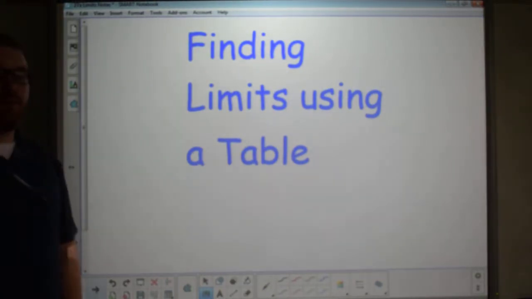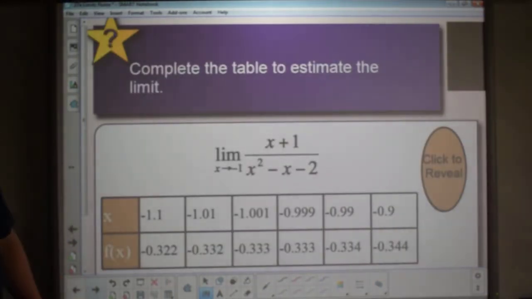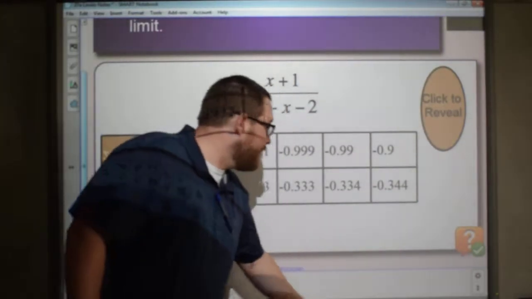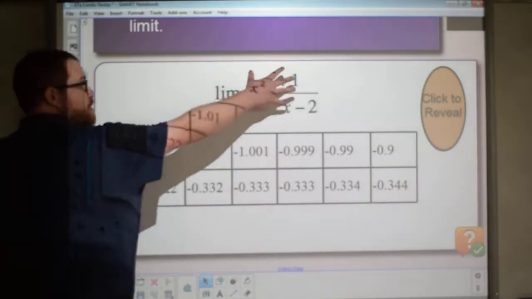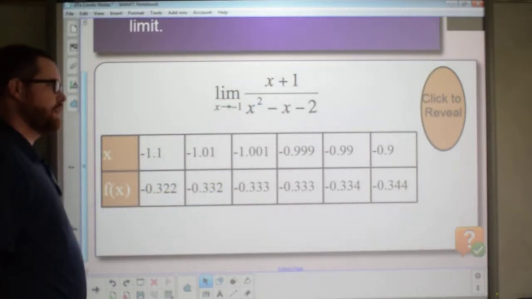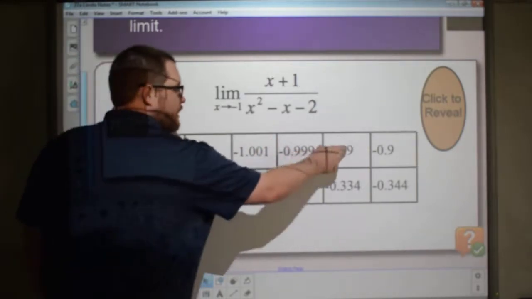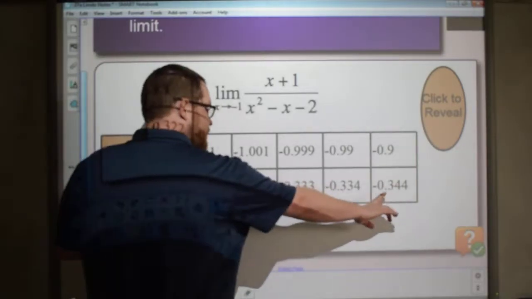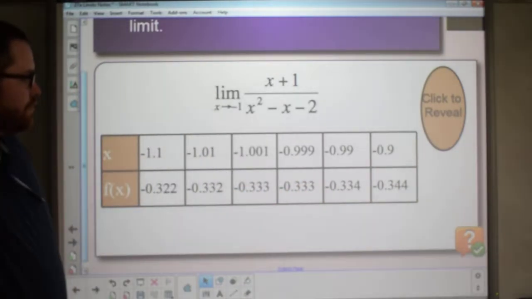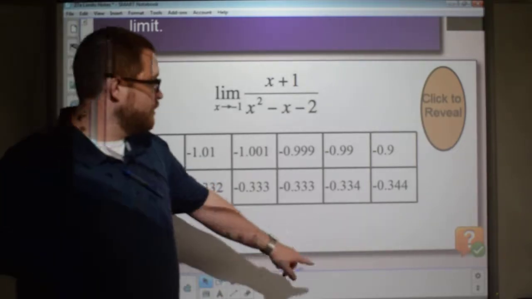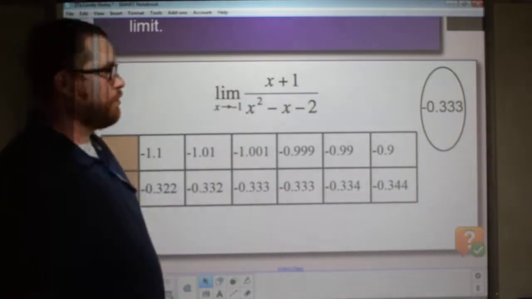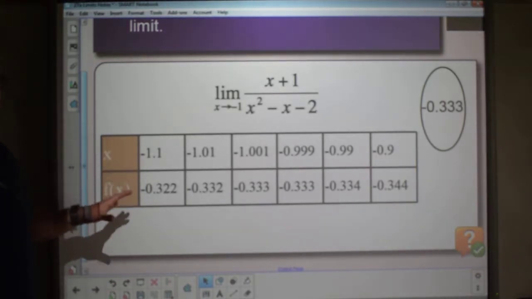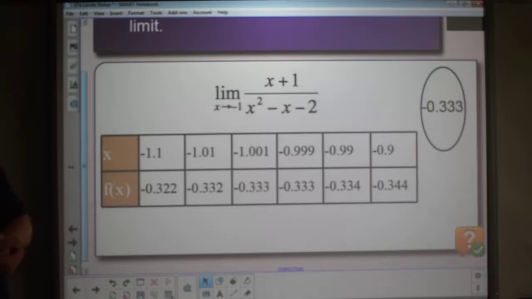How do I use a table to find it? Well, I'm going to zoom in on the table. If I make a table like this, here's my equation. I want to know what happens as you get close to -1. I'm counting by really small x values. Look at your y values. As they come into the middle, what are they getting really close to? Well, they're getting really, really close to -0.333. The correct answer is -1/3. The table doesn't tell you the answer, but it makes it pretty obvious what the answer is going to be.